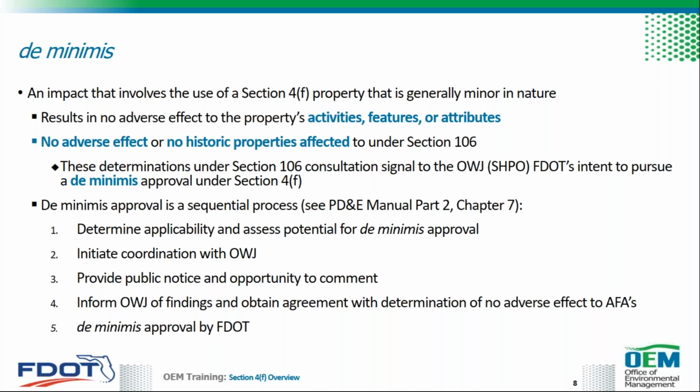So the de minimis approval process is sequential and it's laid out in the PD&E manual, but generally we begin by determining if 4F applies to the property and if a de minimis approval is appropriate. Then we're going to coordinate with the OWJ and we will provide the public an opportunity to comment, and then we'll inform the OWJ of those comments and of the department's finding, and we're going to request concurrence from the OWJ with the determination of no adverse effect to the activities, features, and attributes of the property. So once we've done all that and concurrence is received from the OWJ, we can approve the de minimis use.